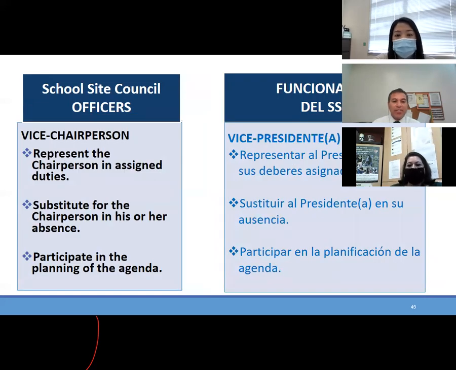The vice president, the vice chairperson, if the president's never there, the vice chairperson can substitute, can run the meeting, can make a call for votes.